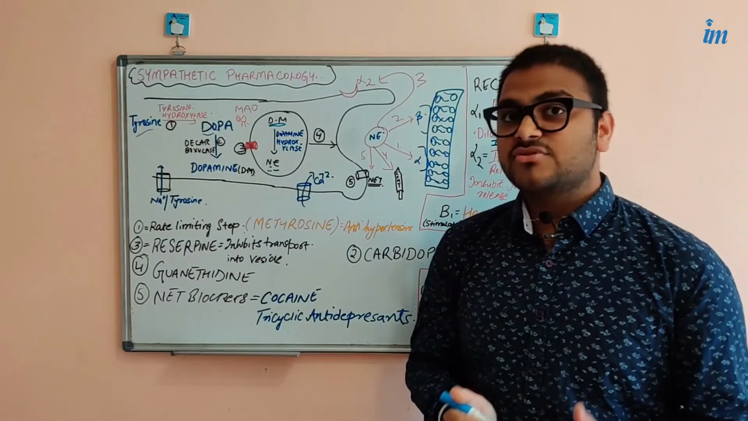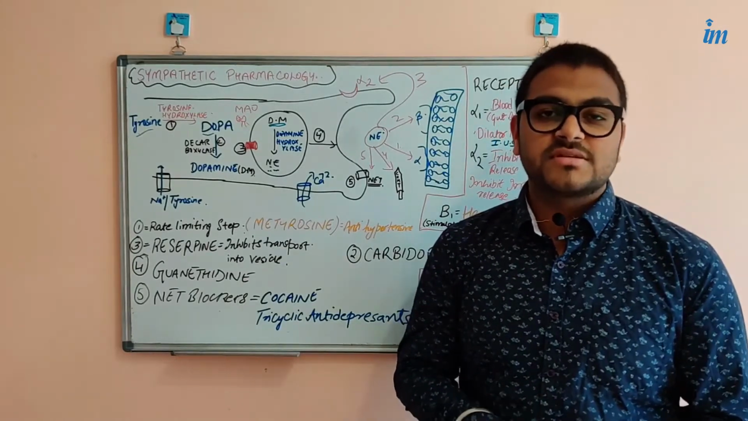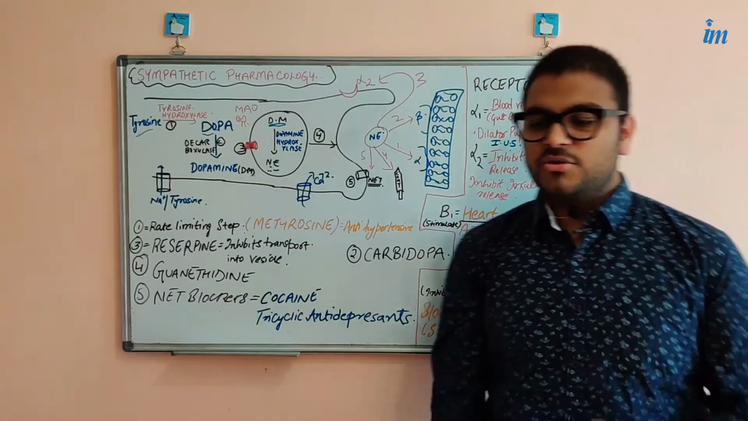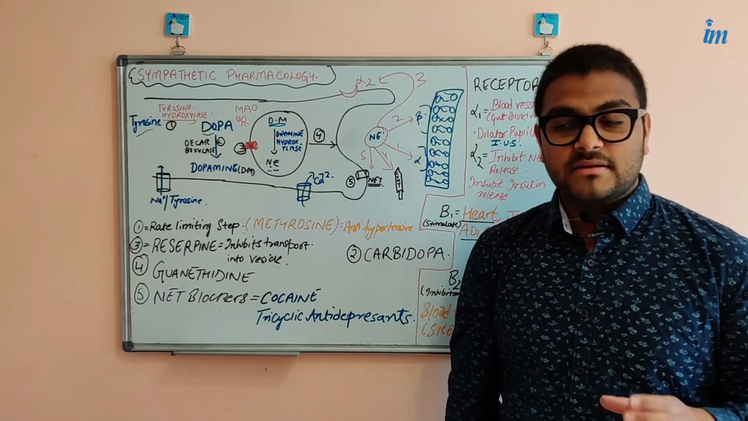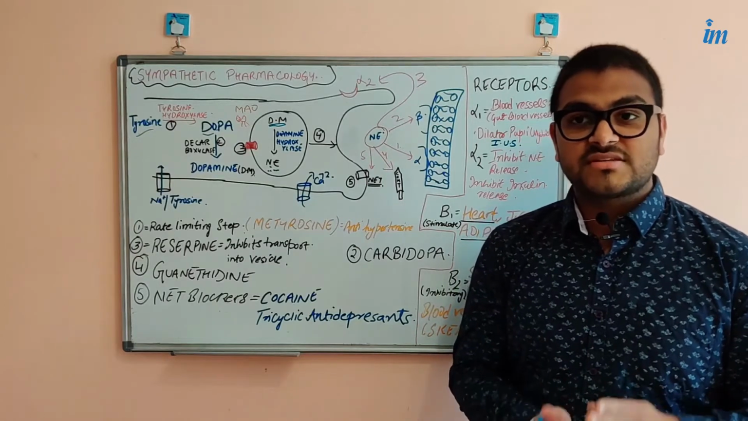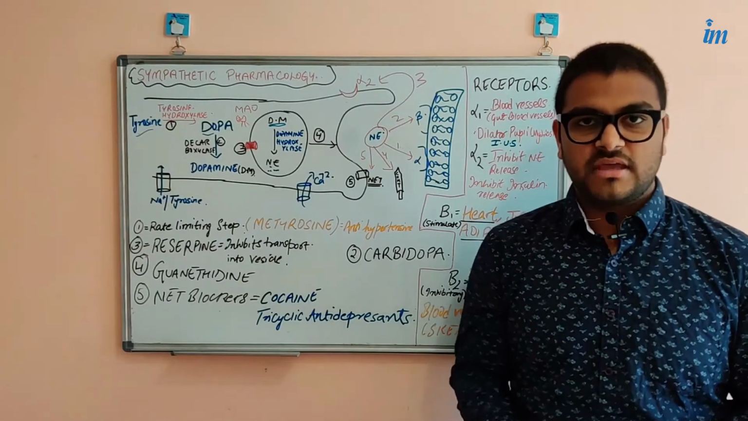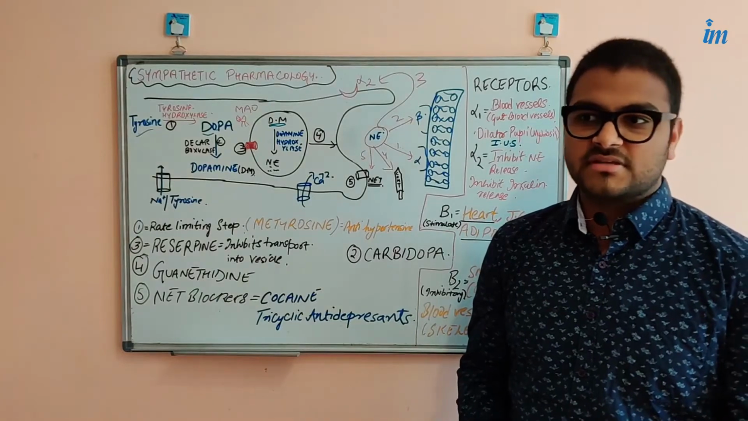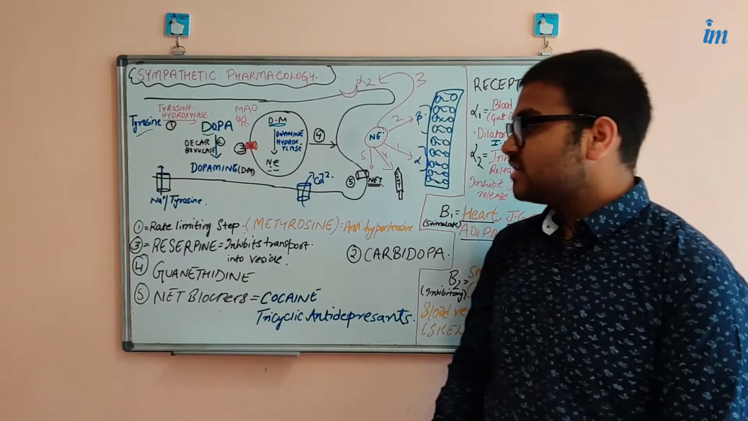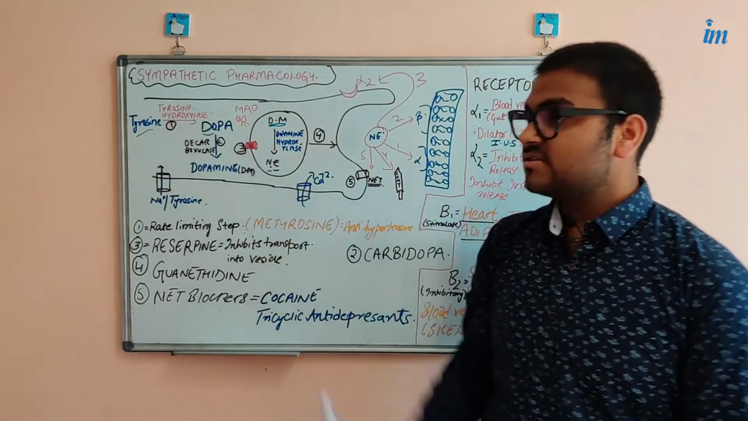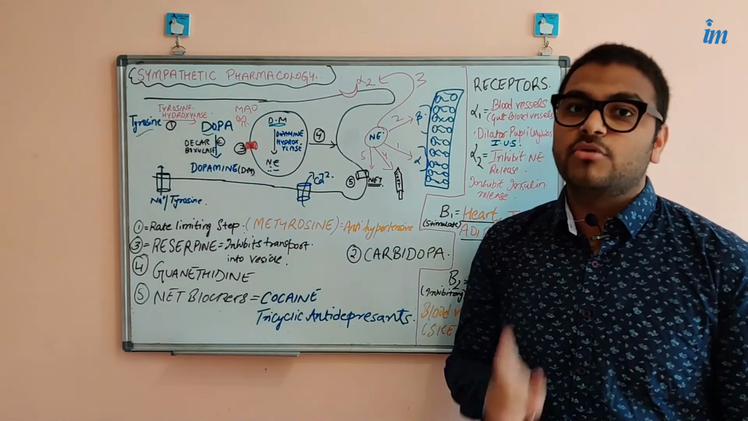Why is this tyrosine hydroxylase very important? Because this enzyme is the rate limiting enzyme. Do you understand what a rate limiting enzyme is? That enzyme is very much necessary for the completion of the reaction. It is the most important, because it limits the rate of this reaction. So tyrosine hydroxylase, you should know, is the rate limiting enzyme.